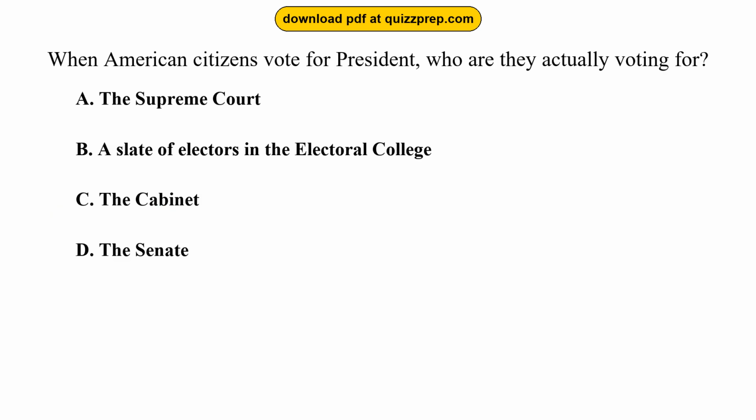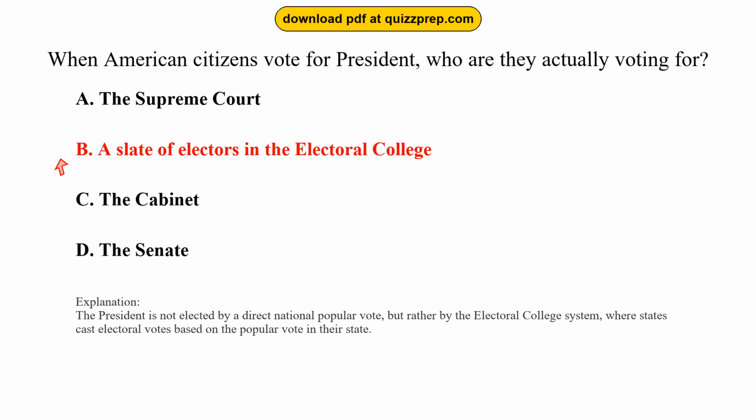Question 74. When American citizens vote for president, who are they actually voting for? Option A. The Supreme Court. Option B. A slate of electors in the Electoral College. Option C. The Cabinet. Option D. The Senate. The correct answer is option B. A slate of electors in the Electoral College. The president is not elected by a direct national popular vote, but rather by the Electoral College system, where states cast electoral votes based on the popular vote in their state.